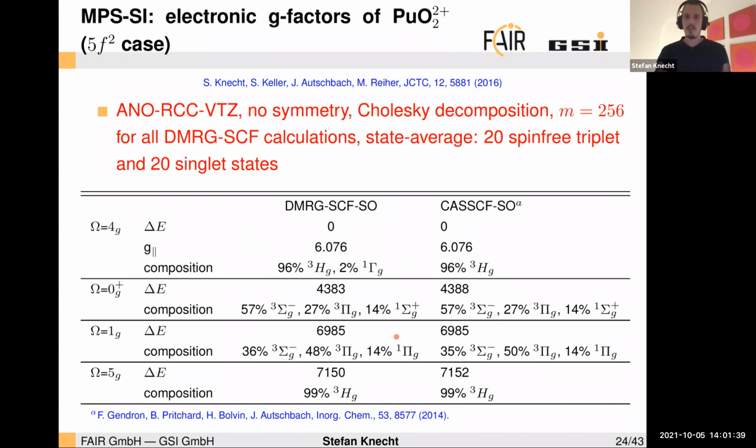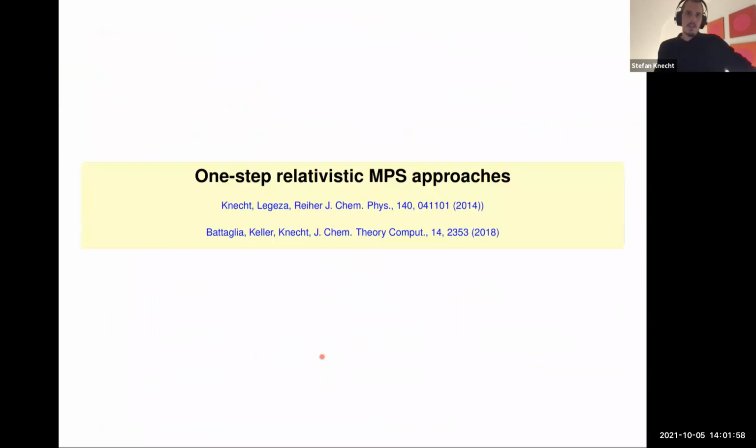So that is a very nice feature of our approach. We are able to more or less exactly reproduce the CASSCF numbers here for the ground state of this plutonium dioxide, and also for excited states. And now, what about the one-step relativistic approaches?